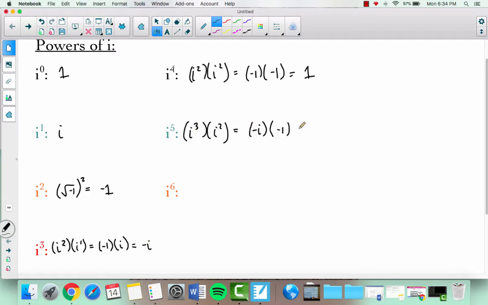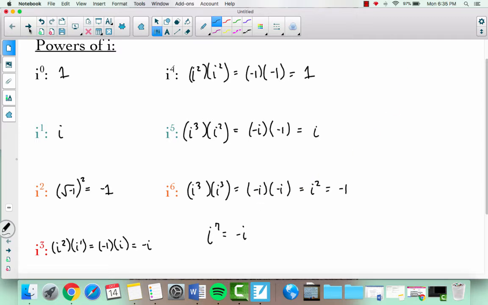So -i times -1 is +i, which matches this one, which means i to the sixth would have to be the same as i to the third times i to the third. So that would be the same as -i times -i. And when we multiply those together, we get +i squared, and i squared is the same as -1. So notice my pattern has just started to repeat, which now means if I said what's i to the seventh, we hopefully have caught on to the pattern. i to the seventh would be the same as i to the third, which is -i. And I could continue repeating this and it would get the same four answers.